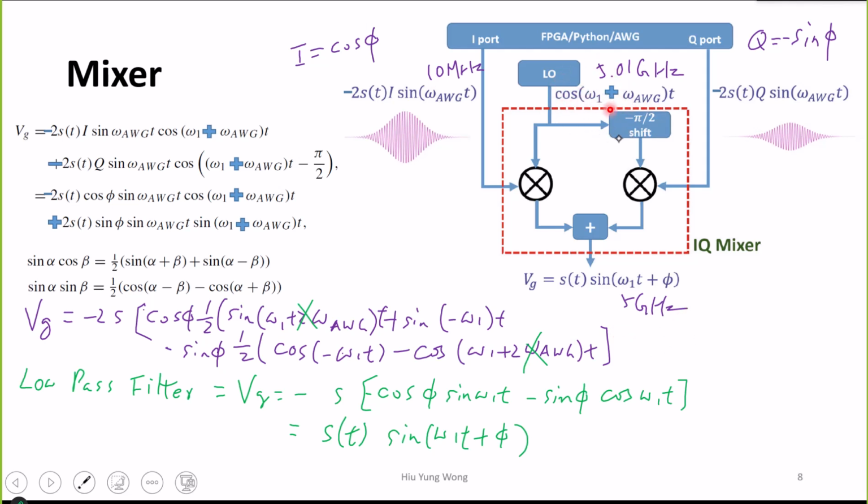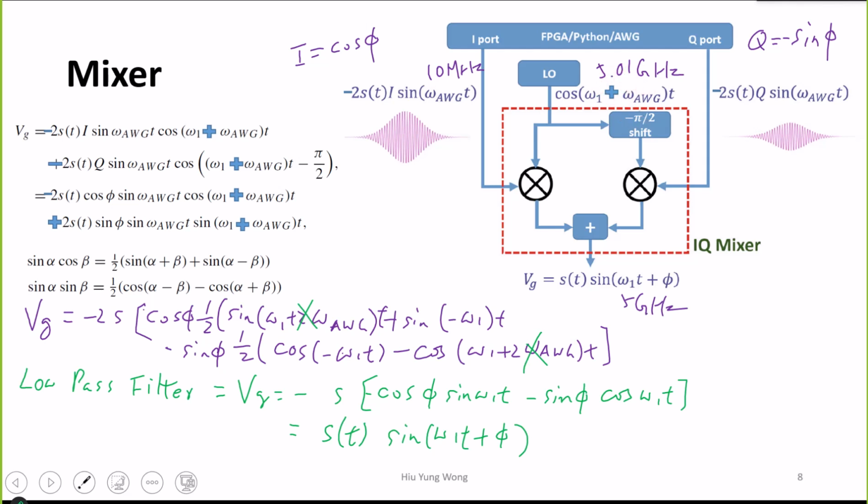oscillator at the right frequency and then generate some low frequency signal with arbitrary waveform I want. And the phi is determined by the magnitude of these two waveforms, I and Q. And the frequency is determined by the AWG and the local oscillator.